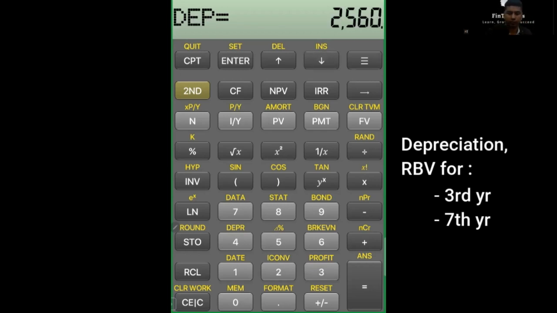Depreciation expense was 2,560. So easy. Then remaining book value, remaining depreciation value. Now, if I come back up and change the year to 7, enter, down arrow, you can see the depreciation expense is 1,048, remaining book value is 4,194, and remaining depreciation value is 2,194. Very convenient. I can go back up, change the year to 2 or 1, enter, down arrow, depreciation is 4,000, remaining book value is 16,000. Really convenient to use this, very quick and efficient.